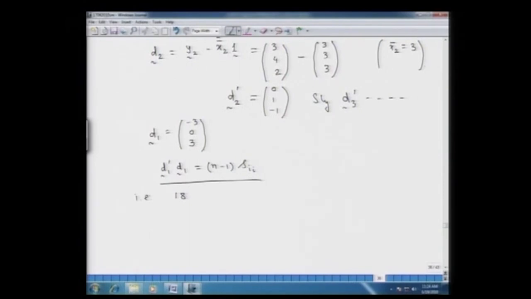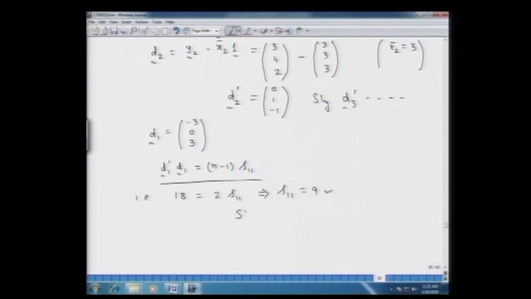So, it is the sum of squares of the entries for this d_1 deviation vector, and that is going to be given by n minus 1. What is n here? n is the number of observations. So, that is 3 minus 1, 2, times s_ii. So, this would imply that the sample variance, this would be s_11, because what we are looking at is corresponding to the first variable rather, so that this is our S11. S11 is going to be given by 9, right.